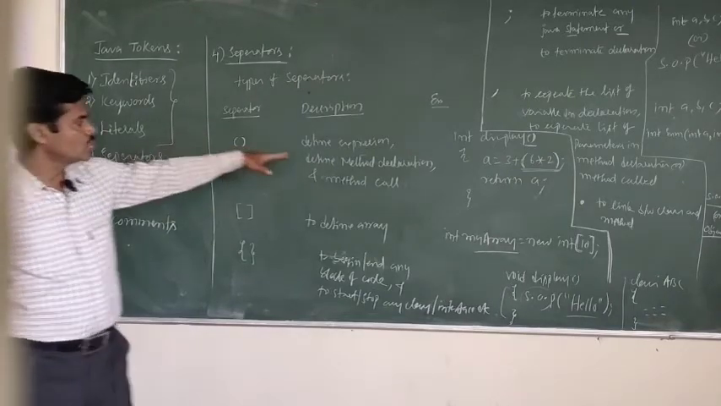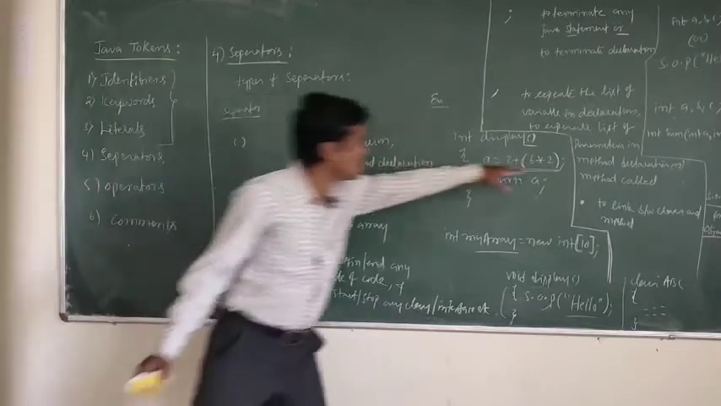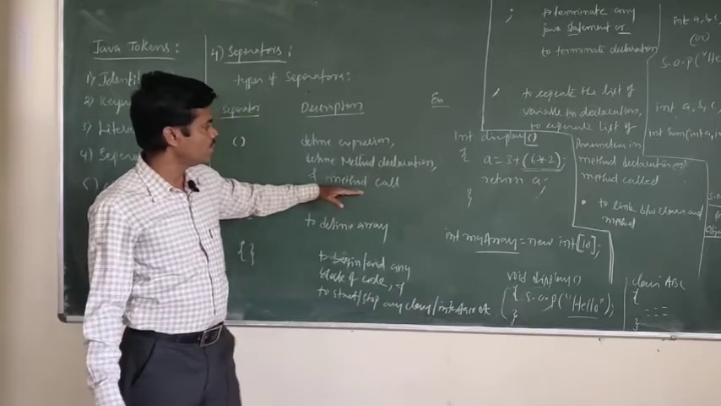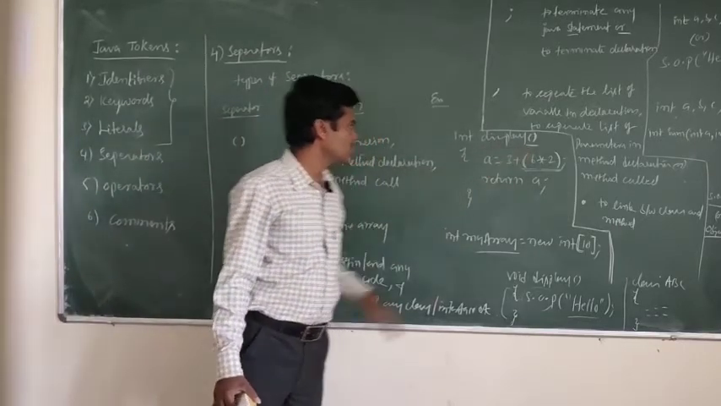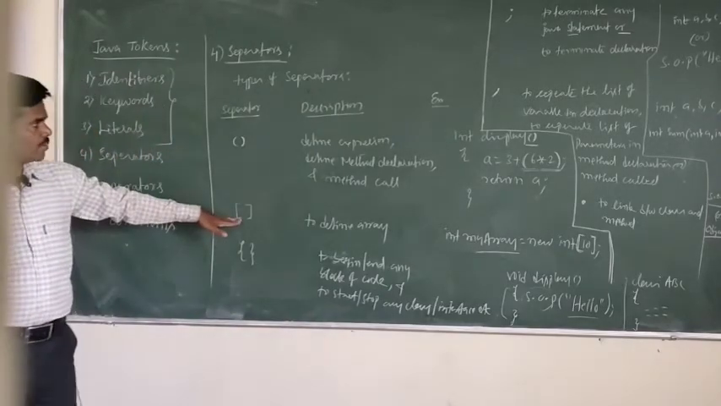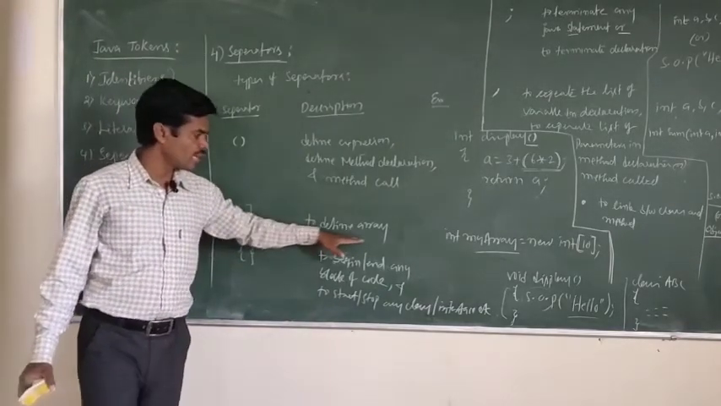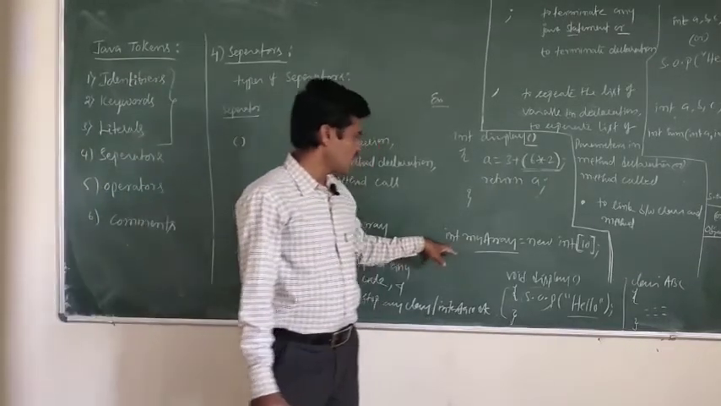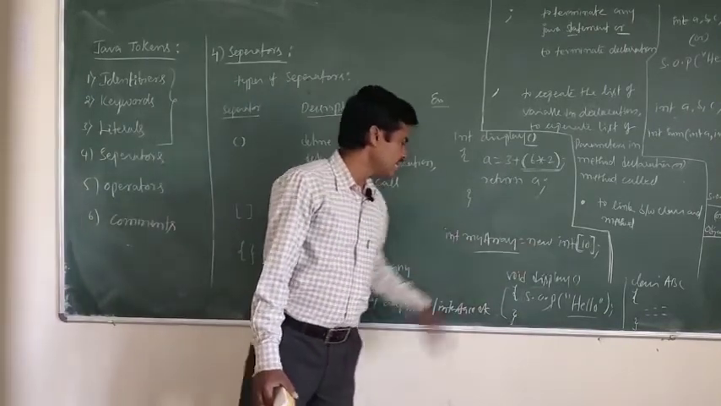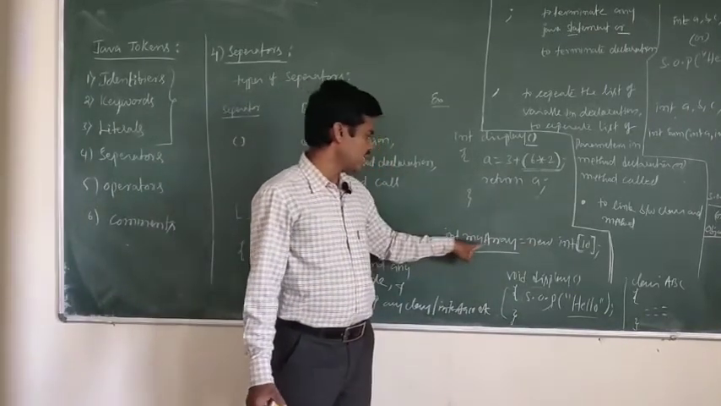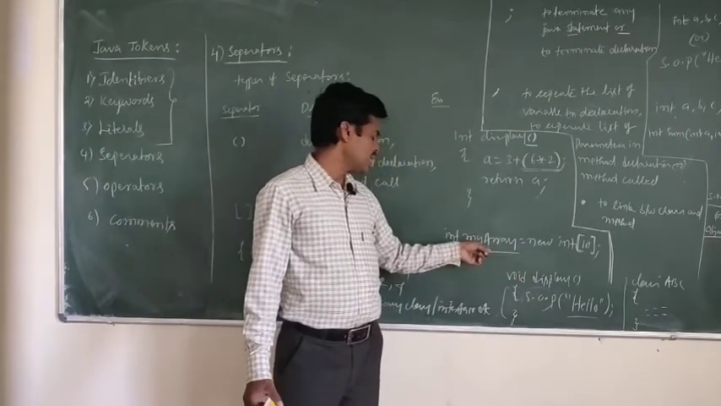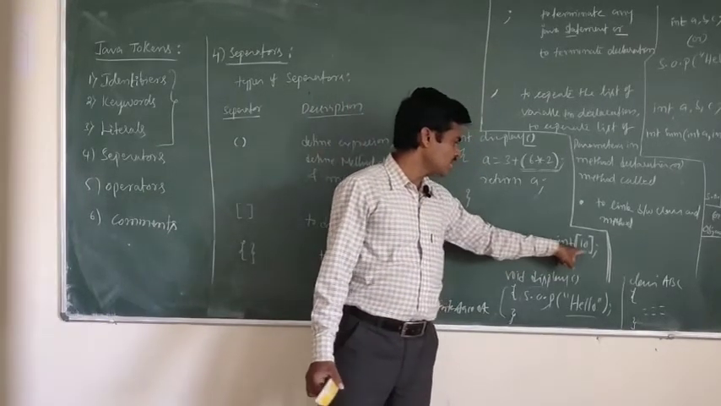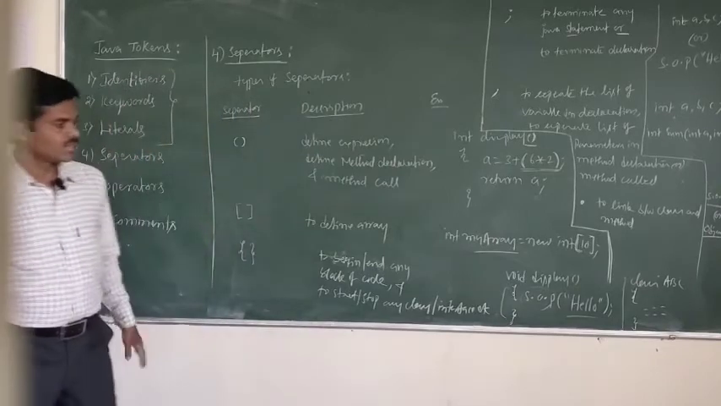Parentheses are used to define expressions, any mathematical expression. Also you use them to define the method declaration and the method being called. To define any method we are going to use the parenthesis symbol. Next, square brackets. Square brackets we use to define array declaration and array initialization. Here we are declaring and creating the array. So int myArray equals new int, myArray is the name of the array of type integer. This will be created by using the new operator, and this array will be created with size 10.